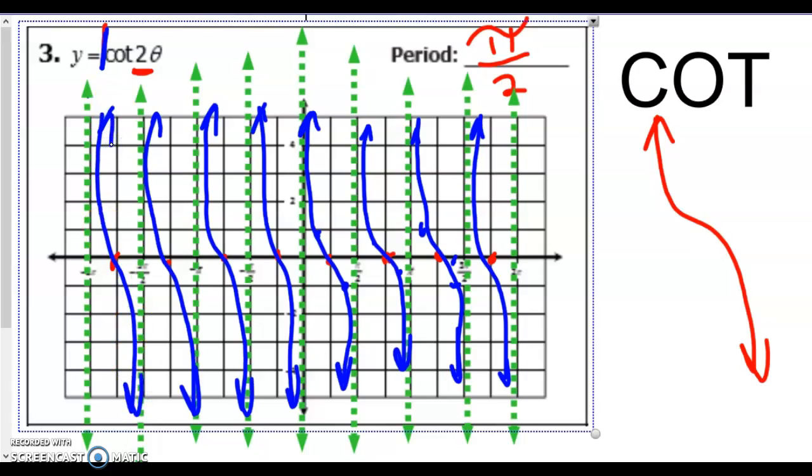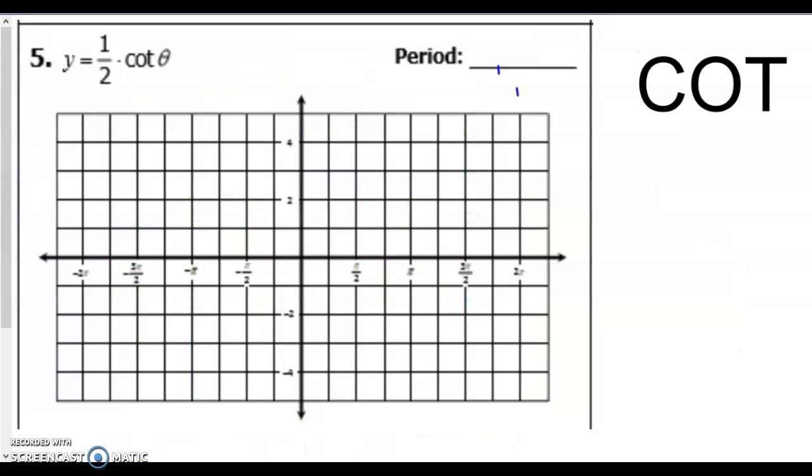Okay, so that is one where we had a horizontal compression. Let's try this one. Ooh, this one, that 1/2. Does that squash it down or does that make it wider? Well, it's out front, so the first points are going to be at 1/2 and -1/2 as opposed to 1 and -1. The period, there's nothing there, so my period is going to be pi.